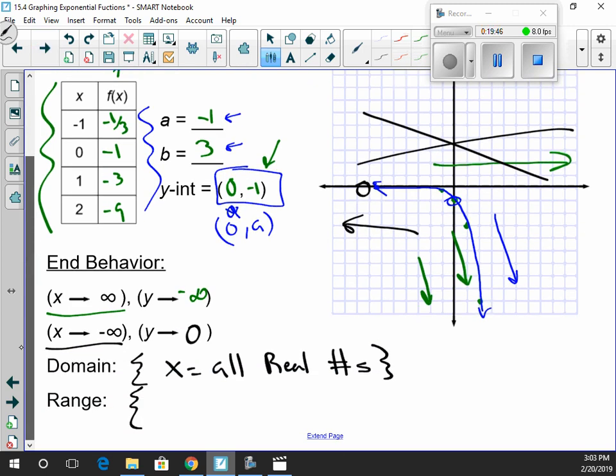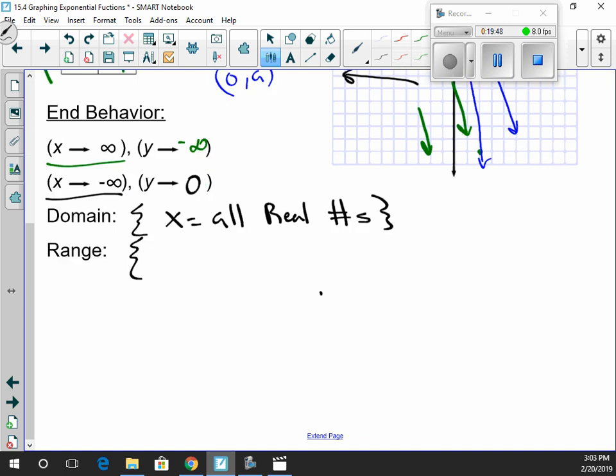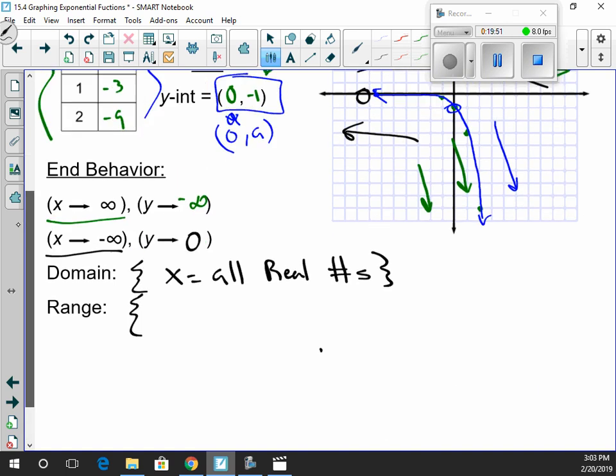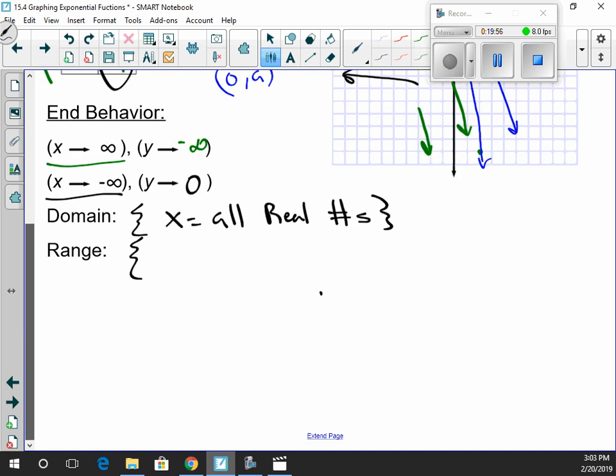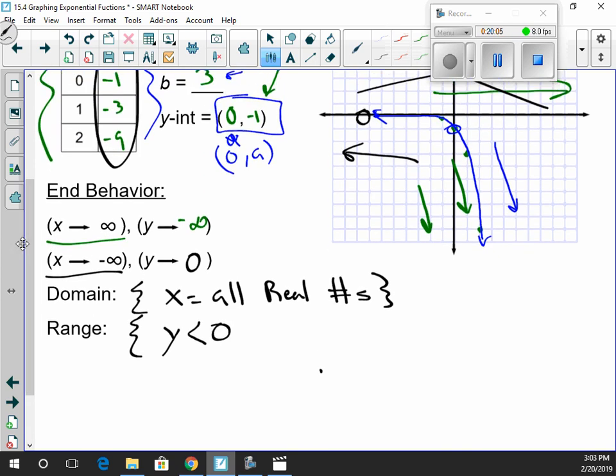So what are my range values? I don't have any positive range values at all. We can tell that from the table, right? They're all negative. So that means my range is now not greater than 0 like it was before. They're all less than 0. Again, not equal to 0 because it never actually touches 0. But they get really, really close to it in the negative direction, and they get really, really negative in the positive direction. So everything is less than 0 for the range. And again, it's because a is negative.